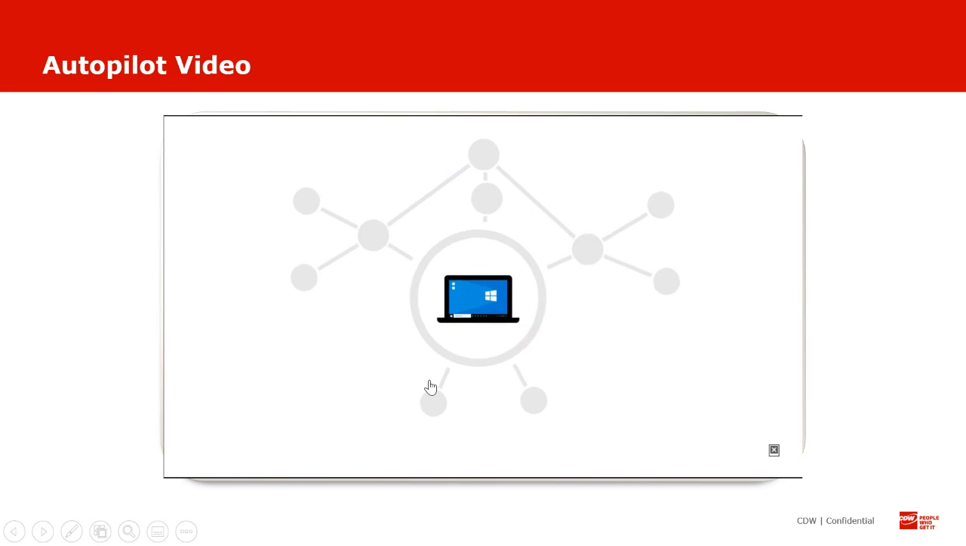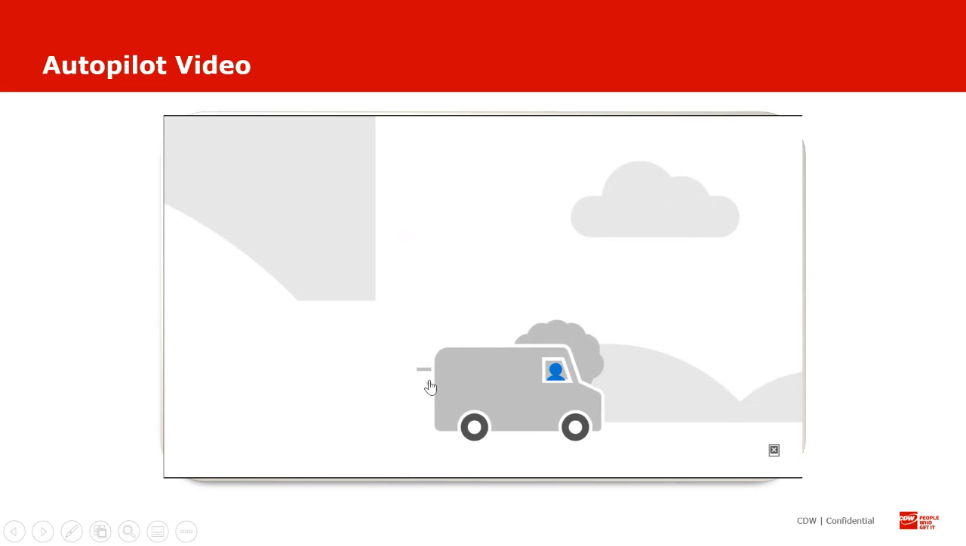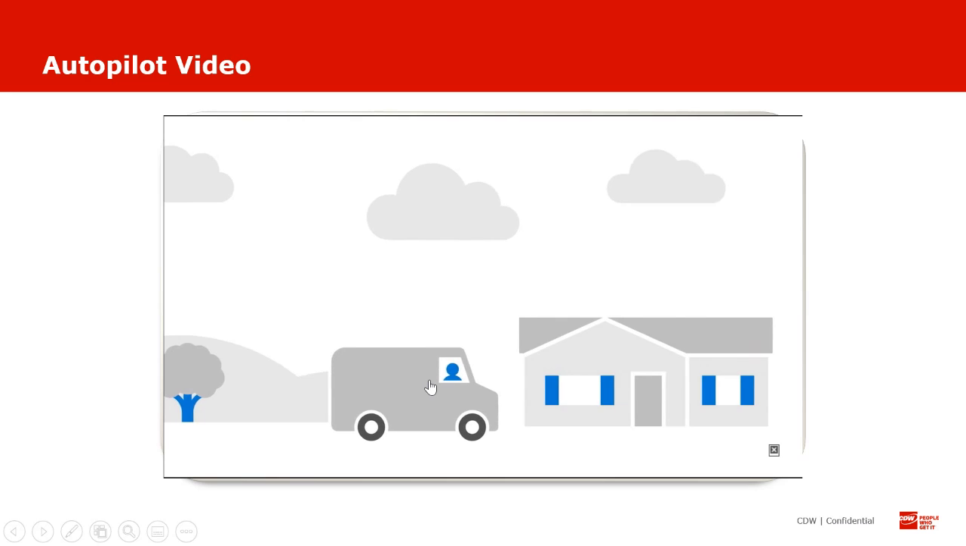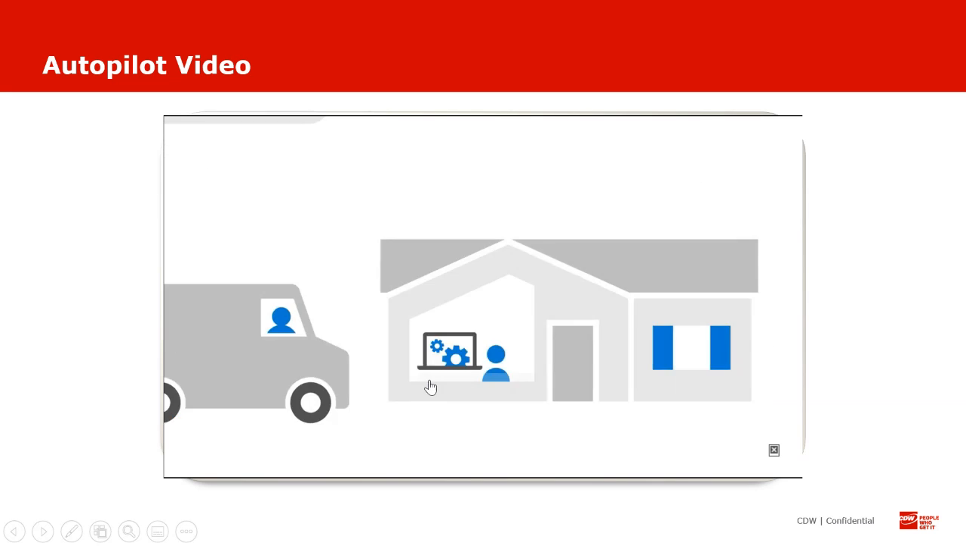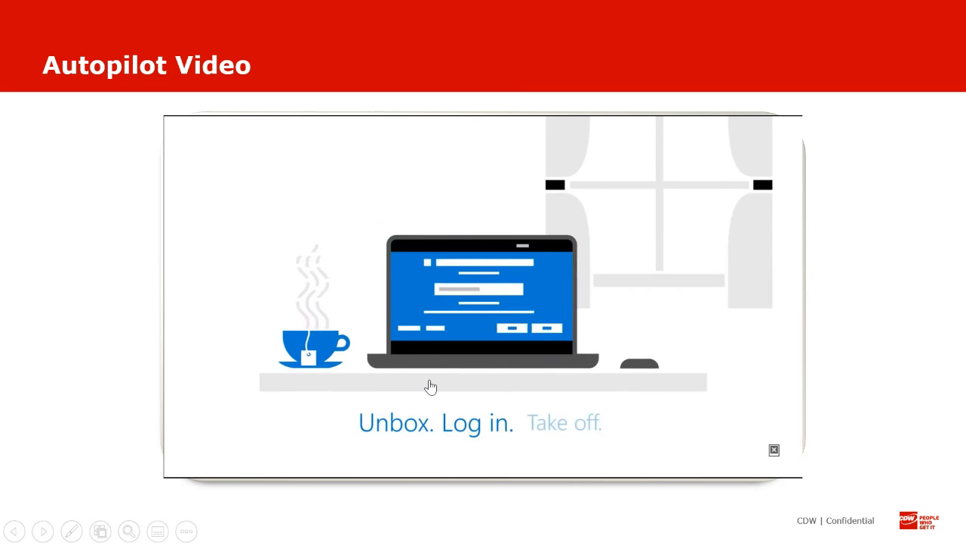No waiting for devices to download apps, updates, or settings. Once configured, IT can ship devices directly from a partner or even repurpose existing devices. And they're ready to go as soon as employees get them. So they can continue to do great things for their businesses, wherever they are. They unbox their shiny new devices, log in, and take off.